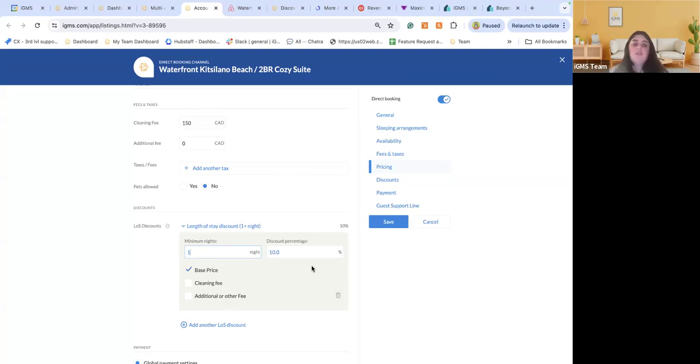You can also choose if it's a discount on the base price only, the cleaning fee only, or maybe the whole thing, the complete price as well. So you'll definitely be able to choose, and you will also definitely be able to take advantage of these discounts on there as well.